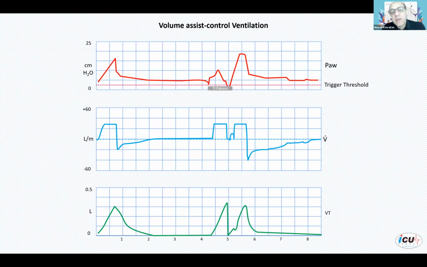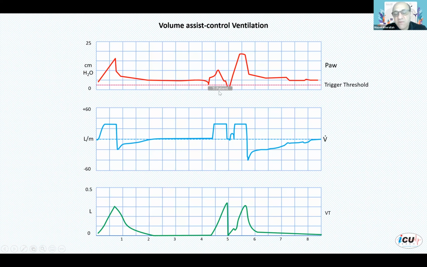Now, in this example here, you will see a normal breath here. It's a volume controlled breath, normal expiration, back to the zero line. This is a trigger threshold. You can see the drop in the pressure in the initial breath here. And then that breath is delivered with a fixed flow and generated a fixed tidal volume that is set by the operator.